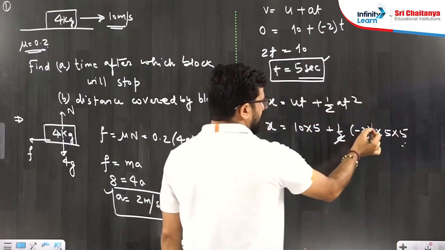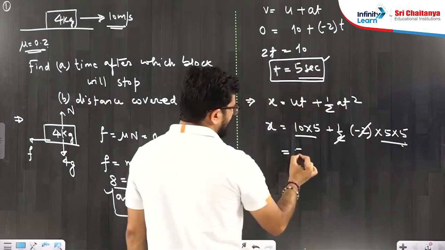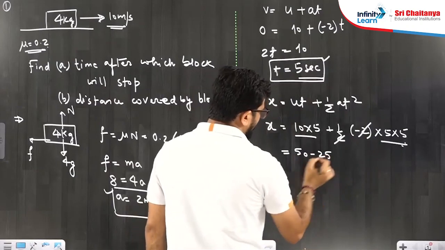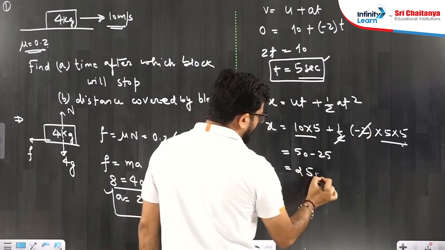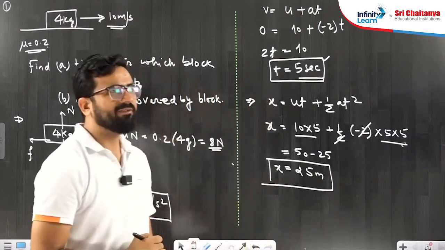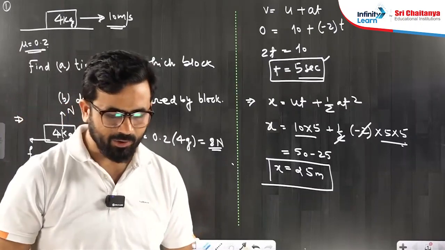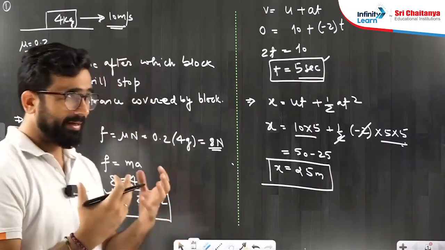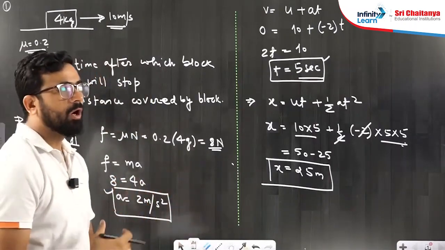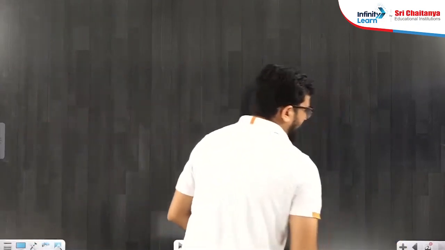So from here this 2 is cancelled. This is the 50 and this is the minus 25. That means 50 minus 25, we will get 25 meter. That means before stopping, this block will cover 25 meter. Everyone is understanding? Good. Now I am starting one more question. You will understand from that, and it will give you more idea how to solve the question, and it will actually clear a concept regarding this.